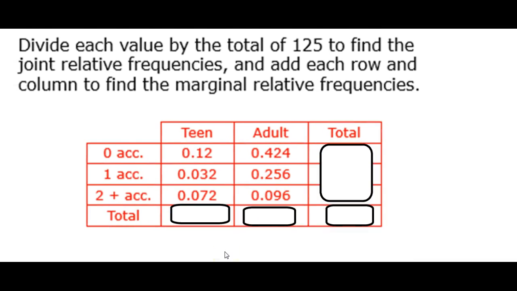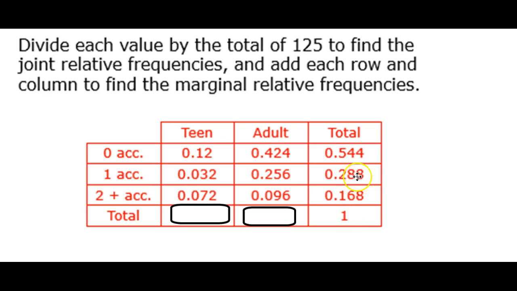And so now, to find the marginal relative frequencies, we simply add the rows and add the columns. So if you haven't done that, pause, come on back when you're ready to check your work. Okay, so of course, when we total the marginal frequencies, we get 100%. Okay, these are your marginal frequencies.